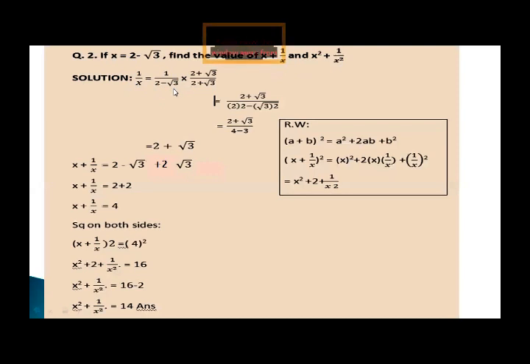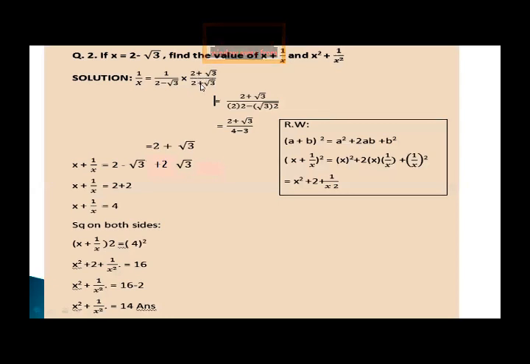So 1 over x will be equal to 1 over 2 minus root 3. Now the situation is irrational. A surd is present in the denominator. What do we do? Good. We will rationalize the denominator with the help of the conjugate. So for 2 minus root 3, its conjugate will be 2 plus root 3. We multiply and divide by the same conjugate.